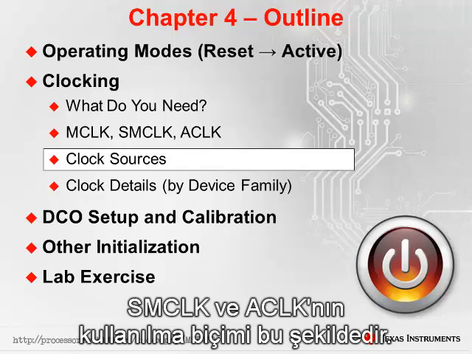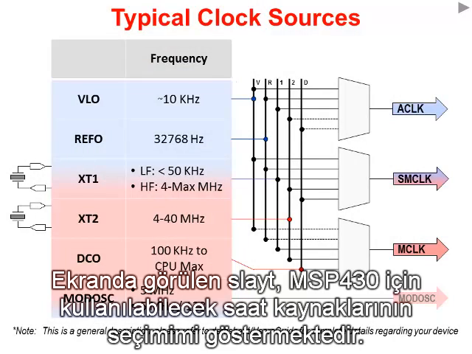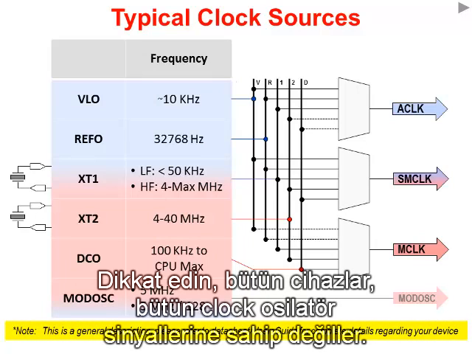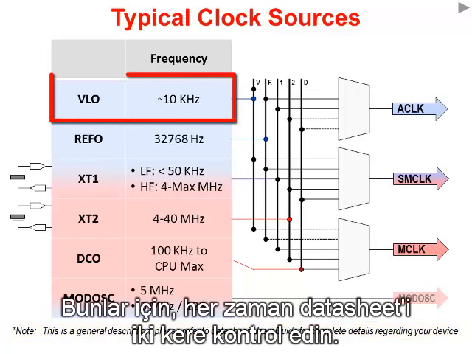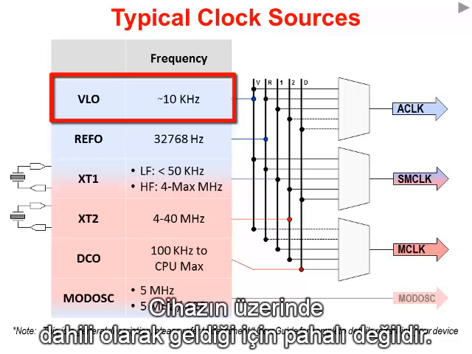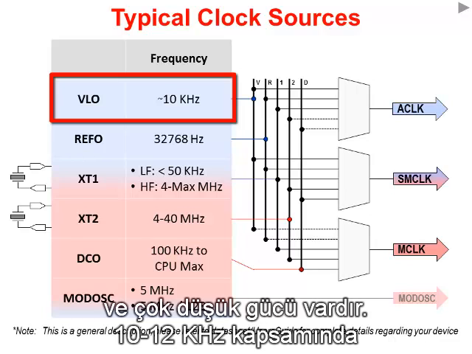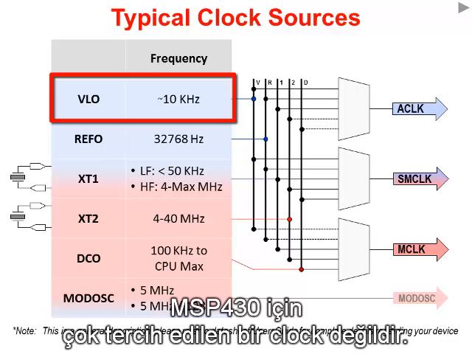Next, let's look at the clock oscillator sources for the msp430. This slide shows us a typical selection of clock sources for the msp430. Be aware, not all devices have all clock oscillator sources shown here, so you should always double check with the datasheet. Let's briefly look at each of these, starting with VLO at the top of the slide. VLO stands for very low frequency oscillator. It's inexpensive because it's built into the device and it's very low power, but it trades off with that by being slower in the 10 to 12 kilohertz range, and it's not the most accurate clock on the msp430.